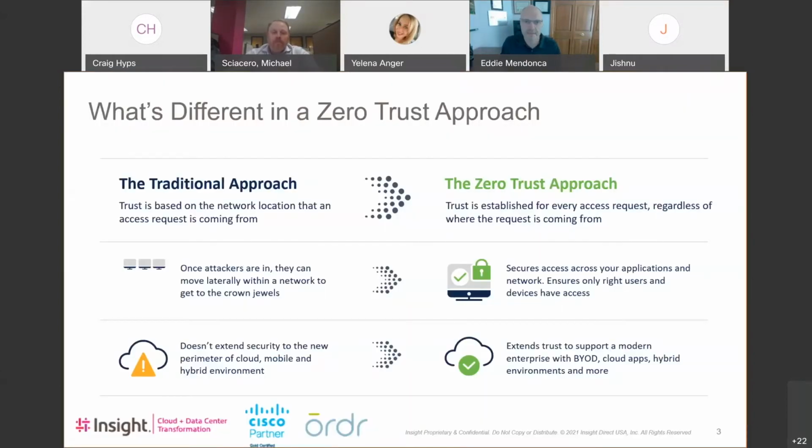My name is Eddie Mendonca. I'm with Cisco. I'm in the security channel organization supporting partners like Insight. Before that, I worked as a developer on various identity management products like Identity Services Engine and Access Control Server. So what we're going to be discussing today is Zero Trust, and specifically Zero Trust around healthcare and Zero Trust for the workplace. So let's start the discussion around what is Zero Trust.